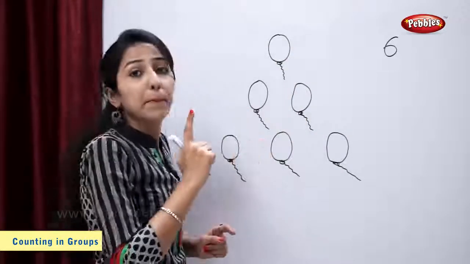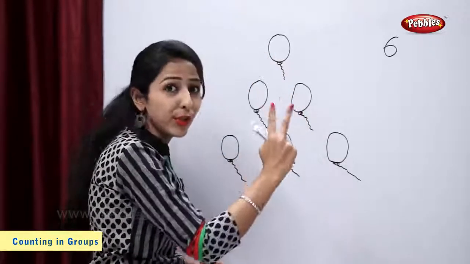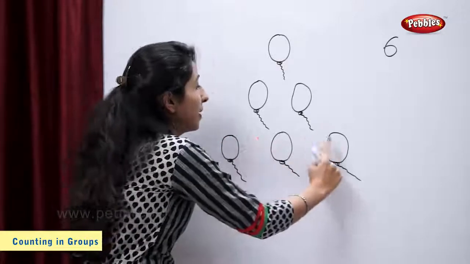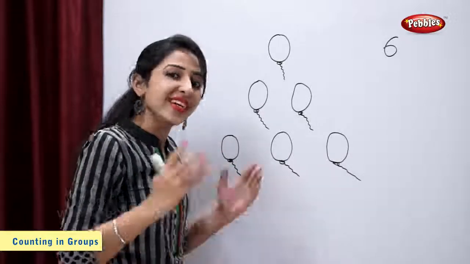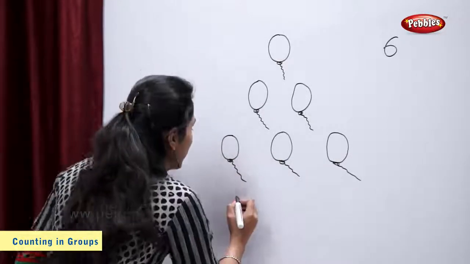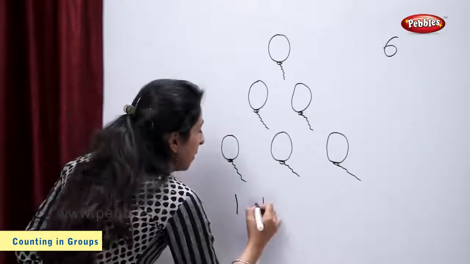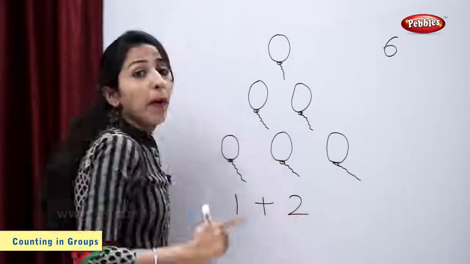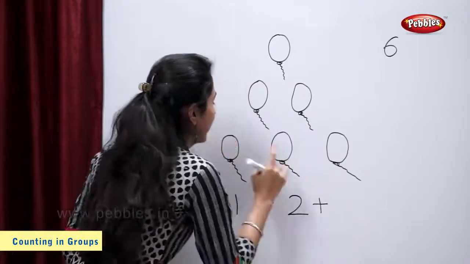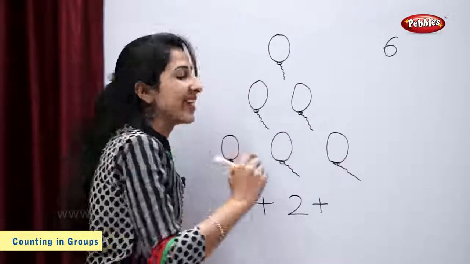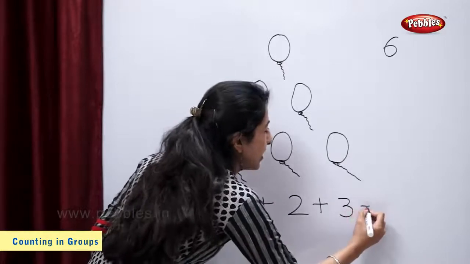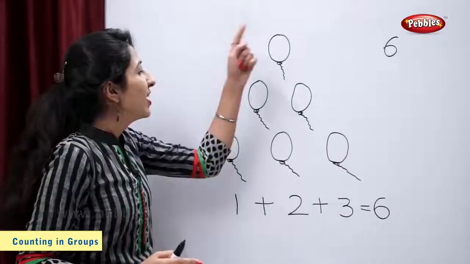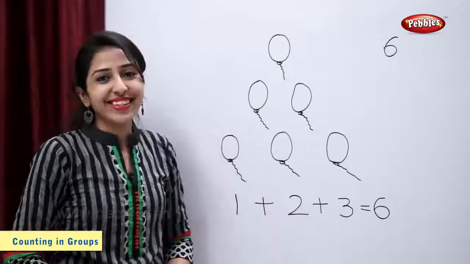1 plus 2 is equal to 3. Now, 3 plus 3 is equal to 6. So, 1 plus 2 plus 3 is equal to 6. So, there are total 6 balloons.